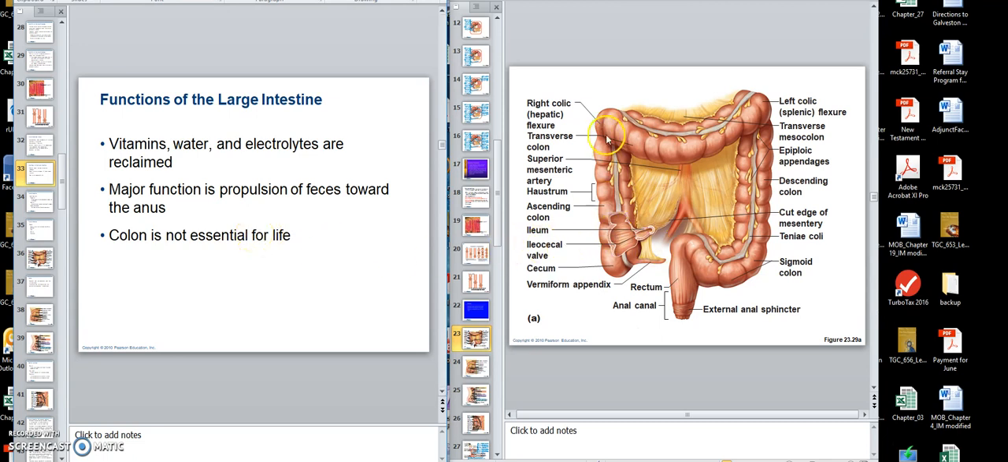And that's what basically happens with some of the laxatives, the osmotic laxatives, let's say like milk of magnesia. It disallows you from reabsorbing the water. Why? Because milk of magnesia is an osmotic laxative that increases the osmotic pressure in here that disallows the water from leaving. Major functions: propulsion of feces towards the anus. Since it's just a storage for residue, it's not really essential.